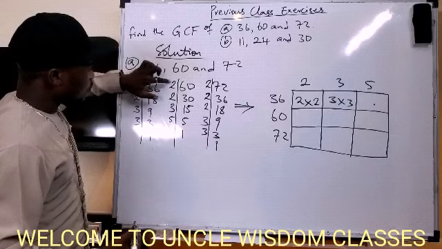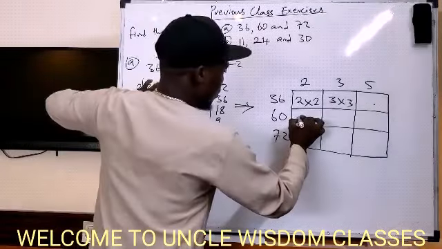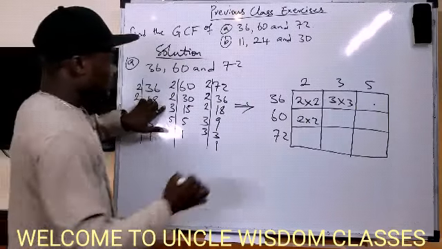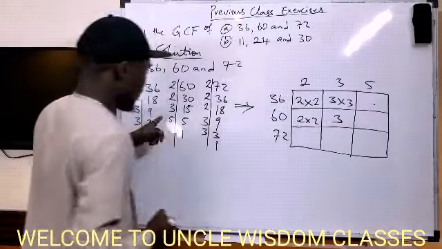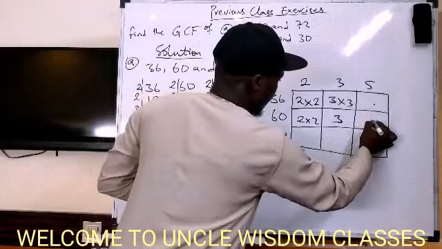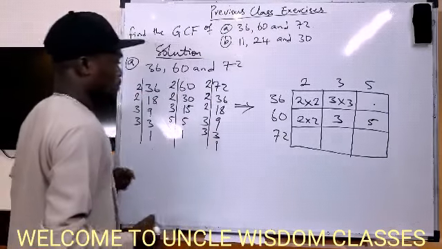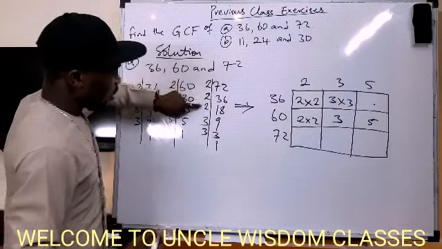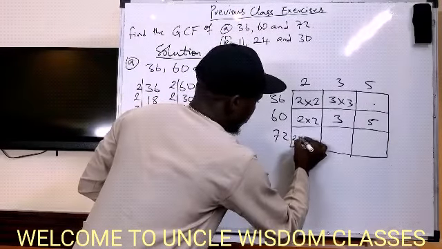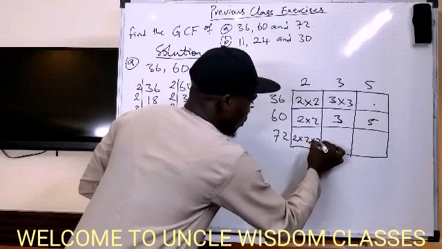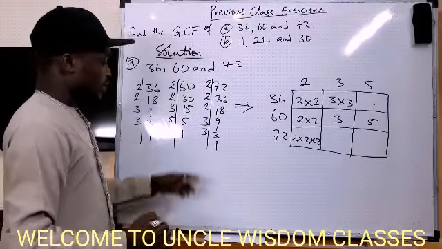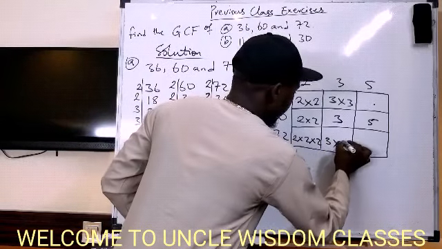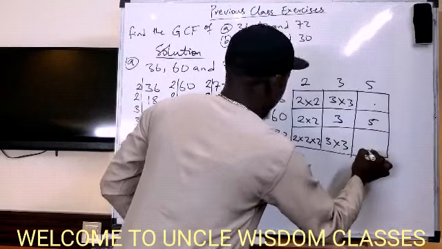Then we go to 60. In 60, we have 2 in 2 places, 2 by 2. For 3, we have only 1. And 5 appeared once also. In 72, we have 2 in 3 places, that is 2 by 2 by 2. 3 in 2 places, 3 by 3. There's no 5.